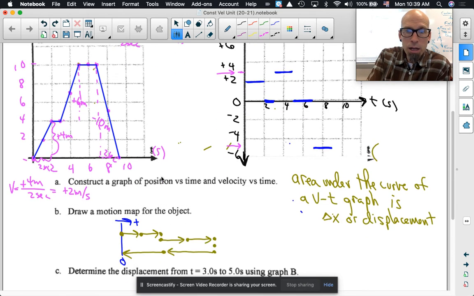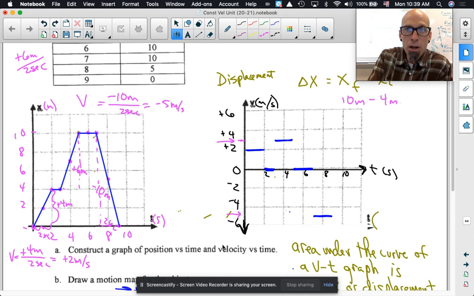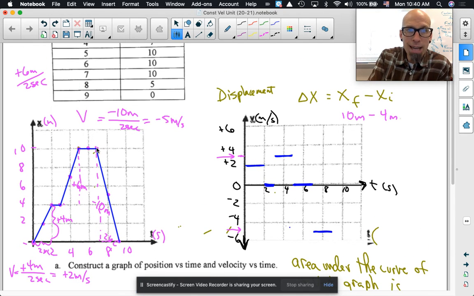Then they ask, how about from 7 to 9 seconds? And look, the answer is negative 10, yes. And how do we know that? Because it started at 10 and went to 0. That is a negative 10 meter change.